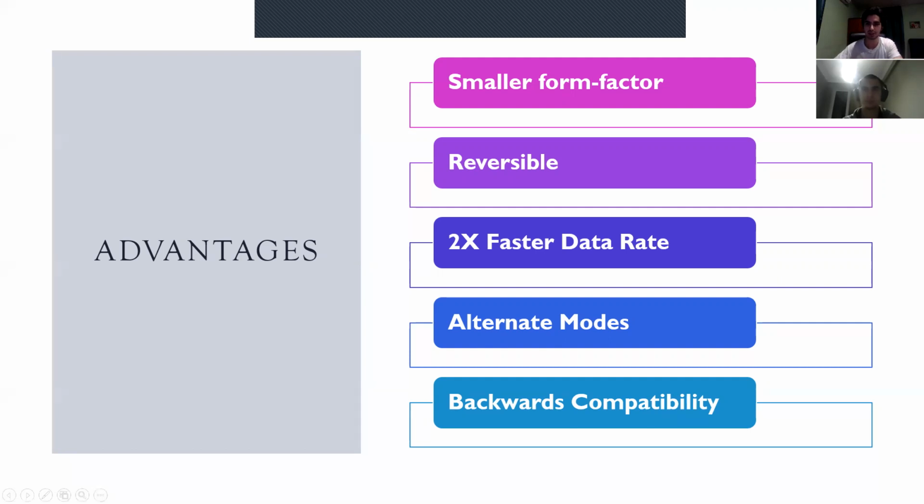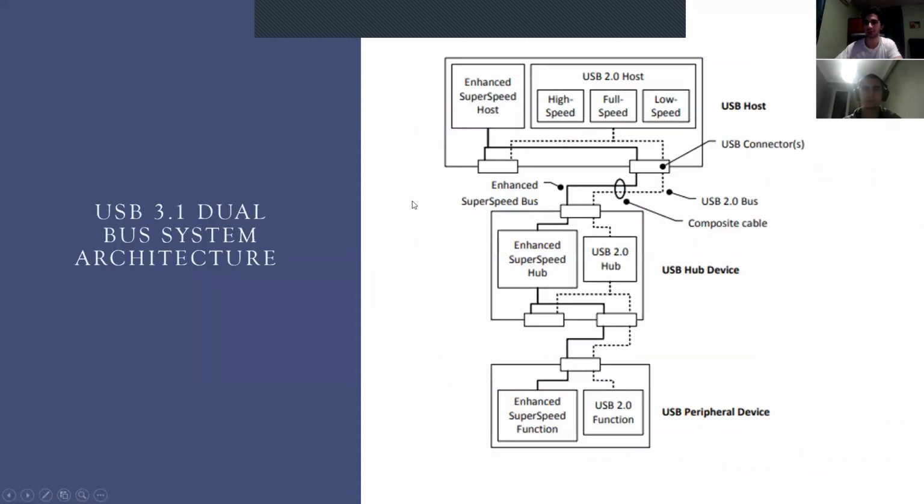So let's discuss the architecture which is built into the 3.1, which is the dual bus system architecture.